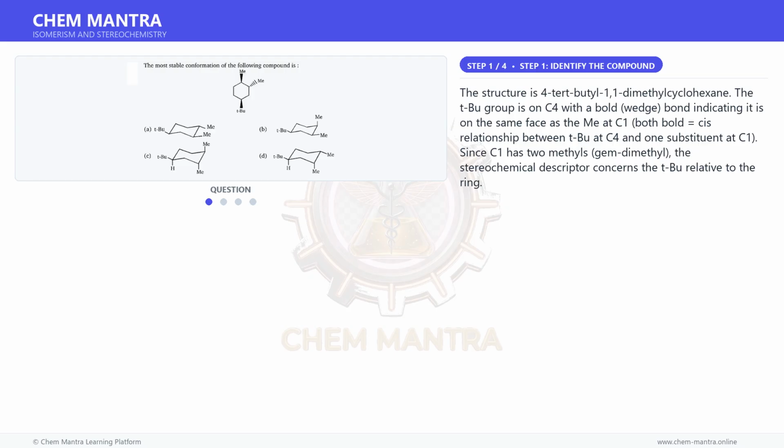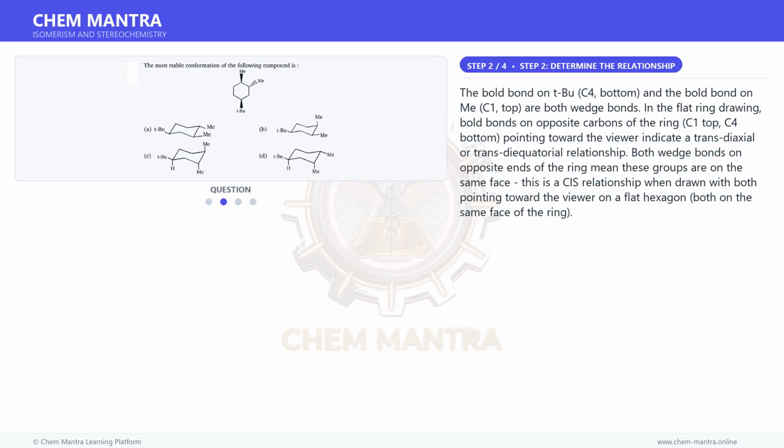the Me at C1. Both bold is equal to CIS relationship between TBU at C4 and one substituent at C1. Since C1 has two methyls, gem-dimethyl, the stereochemical descriptor concerns the TBU relative to the ring. Moving on to the next step.